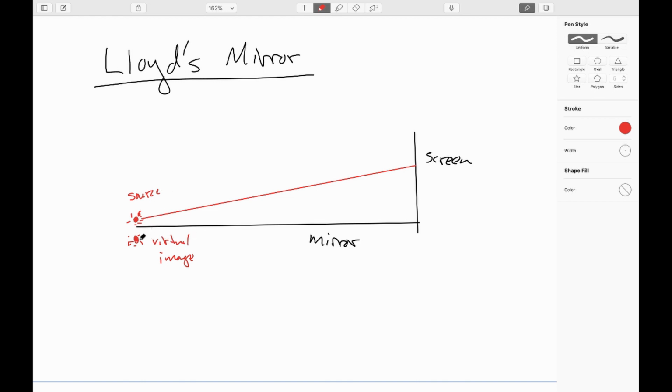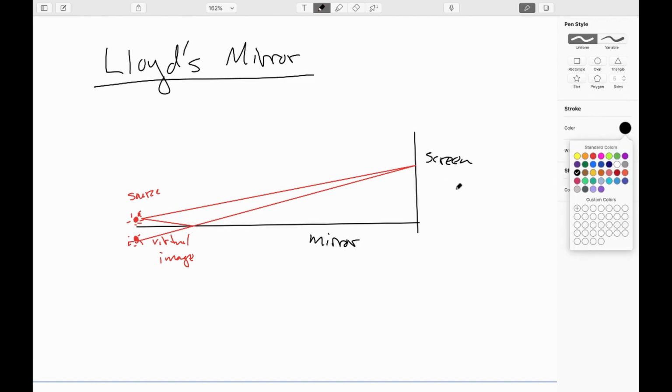And it'll look like the light came from the virtual image. Now, of course, what really happened is, following the law of reflection, the light bounced off the mirror. So you got light coming from the same source interfering with the screen, taking two different paths.